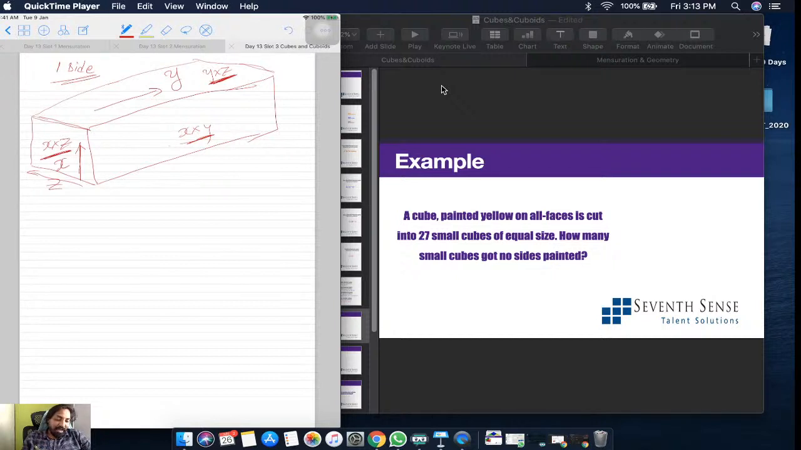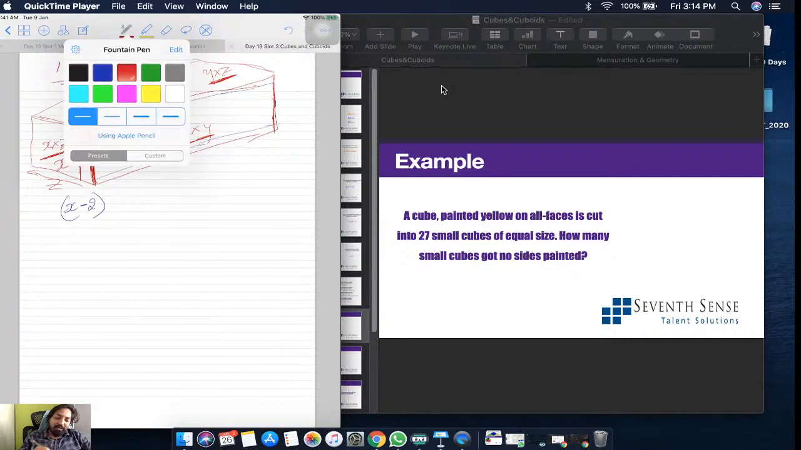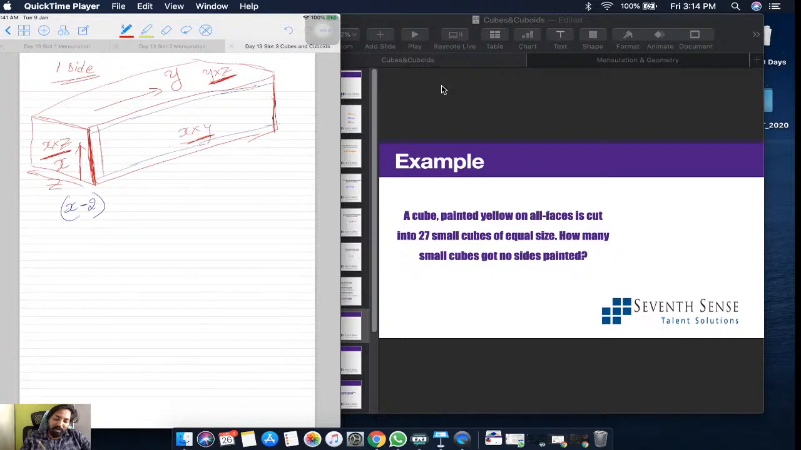Joylin, right answer. So in the x direction, you can't consider all of them. You need to remove the top layer and the bottom layer, so it will be x minus 2. And in the y direction, you need to remove the front layer and the last layer, so it will be y minus 2.